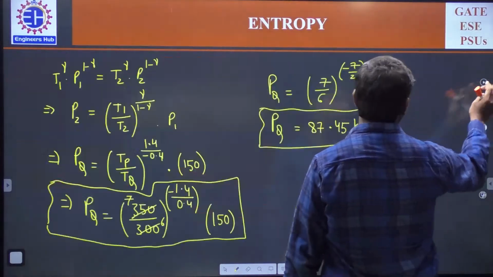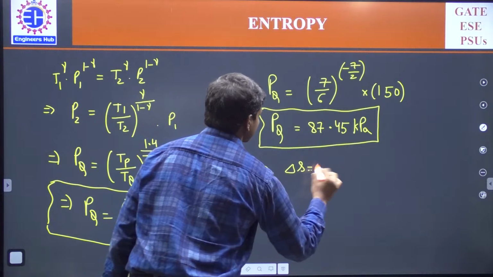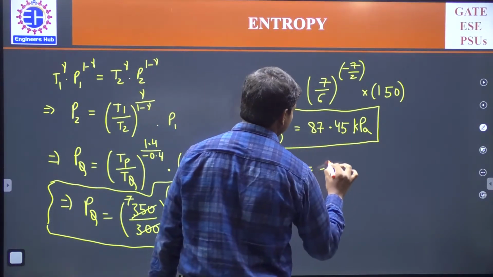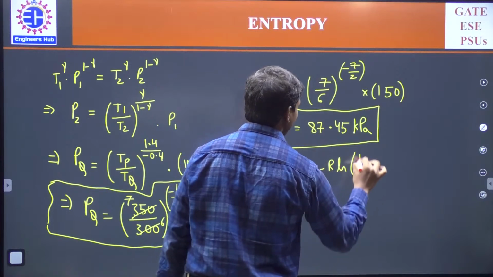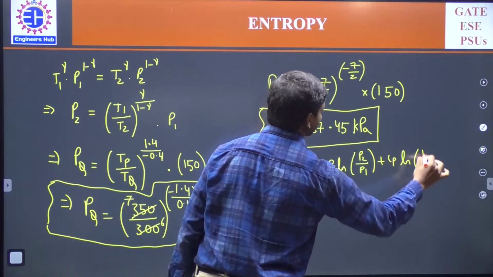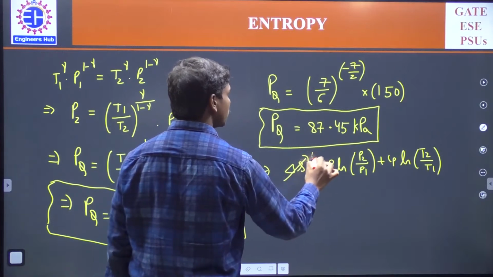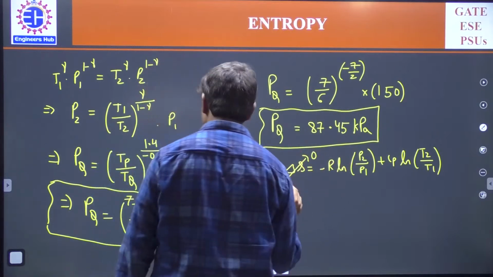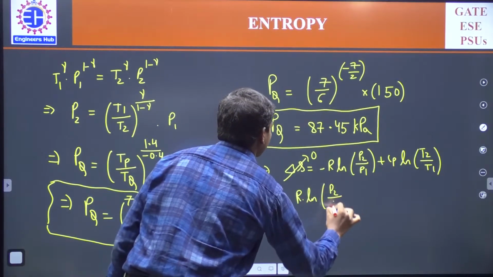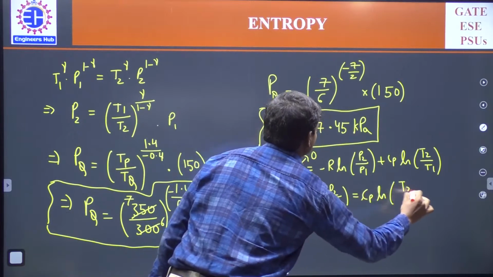You can apply this. I'll show you if you are a bit confused. So delta S is equal to, you want the relation in temperatures and pressures, correct? So the relation in temperatures and pressures is delta S equals minus R ln P2 by P1 plus Cp ln T2 by T1. This is what is with you. Correct? Now see carefully. If this is 0, and I bring R ln P2 by P1 to the other side, this implies R ln P2 by P1 is equal to Cp ln T2 by T1. Correct?